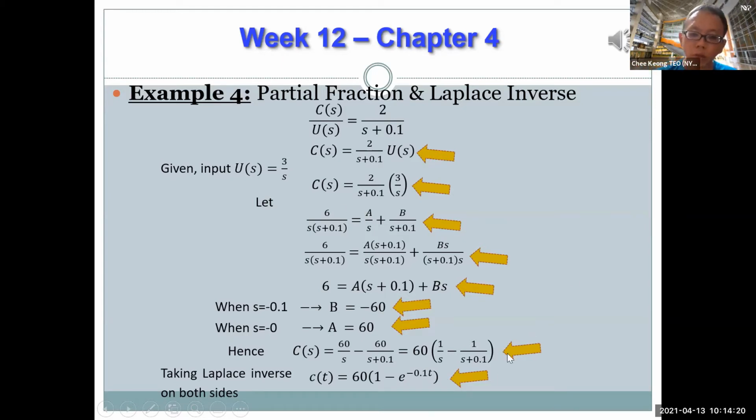Basically, for this step from the S domain to the time domain, if you are not very confident, you can refer to the formula sheet that is provided in the tutorial session. And in fact, the formula sheets can be referred to during your test.